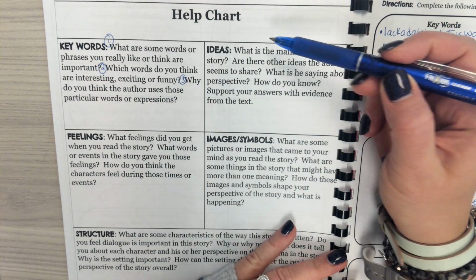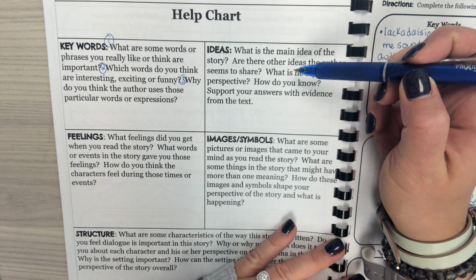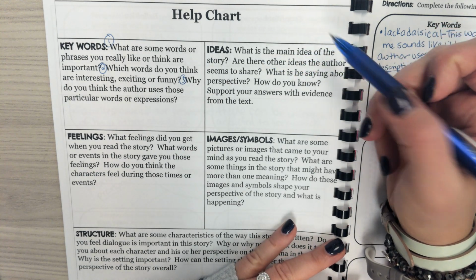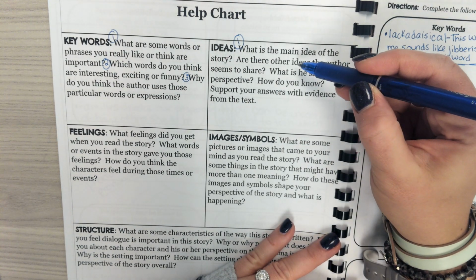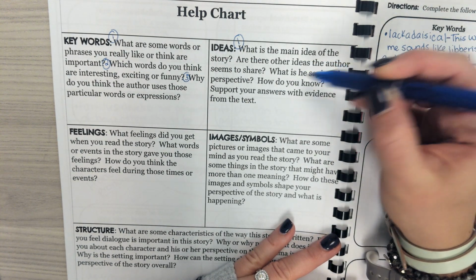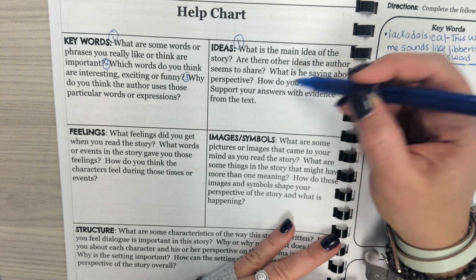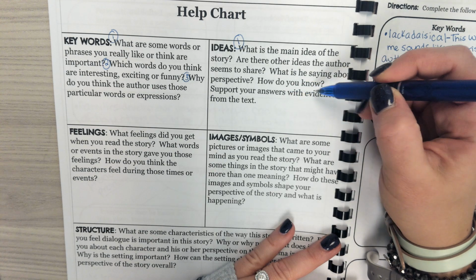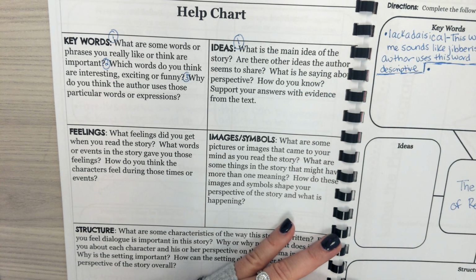Ideas. This reads, what is the main idea of the story? Well, there could be lots of ideas for the story, right? So we have to make sure we somehow answer that. Are there other ideas the author seems to share? What is he saying about perspective? How do you know? Support your answers with evidence from the text.